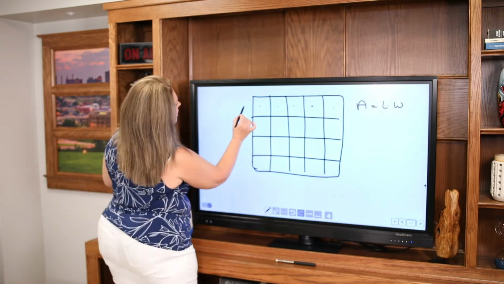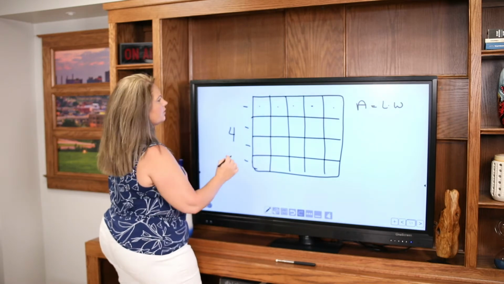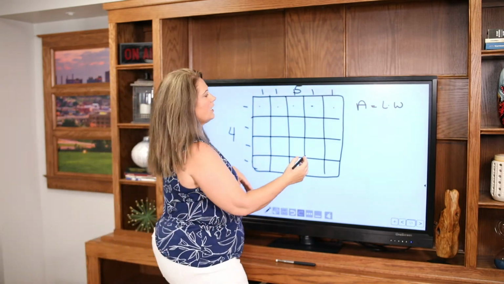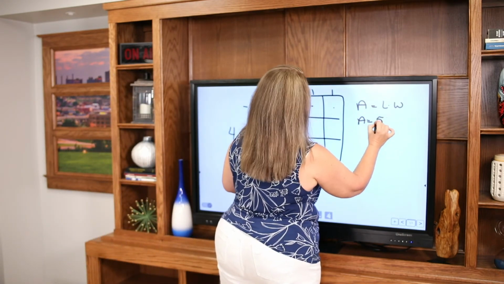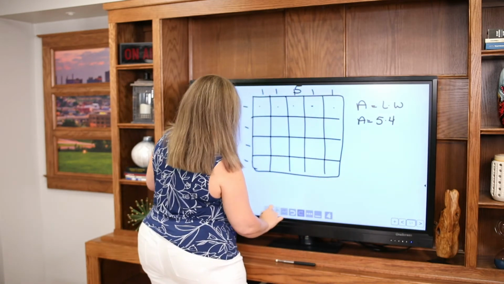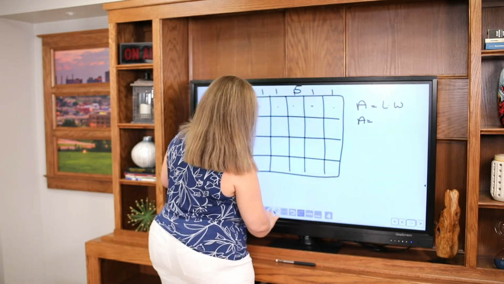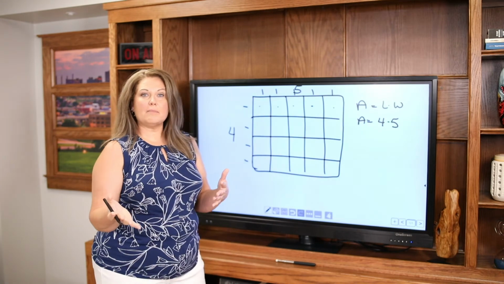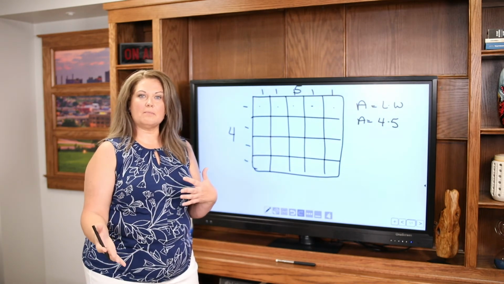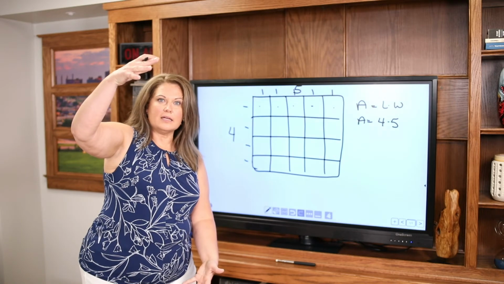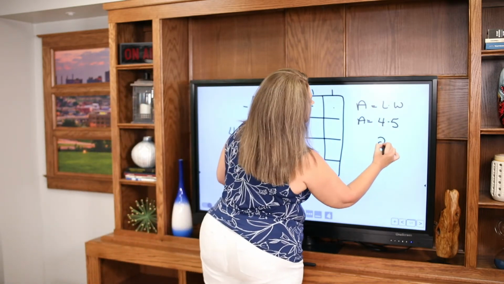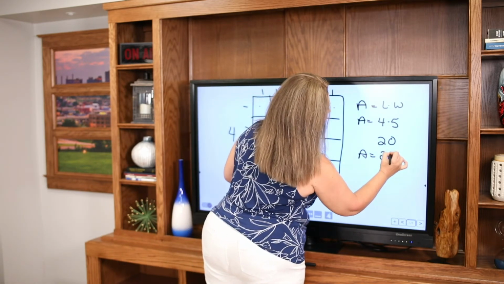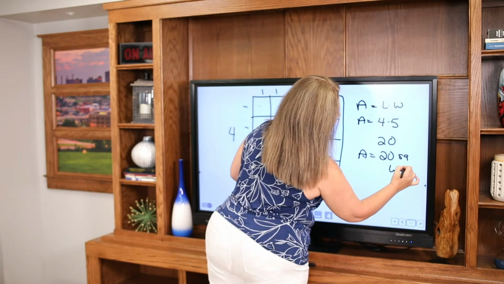So if you take a look, we have 1, 2, 3, 4 rows, and we have 5 columns. We can say area equals 5 times 4, or you can say area equals 4 times 5. It really doesn't matter if you get your length and width mixed up, because shapes rotate. When we multiply that, we know 4 times 5 is 20. And so our area is 20 square units.